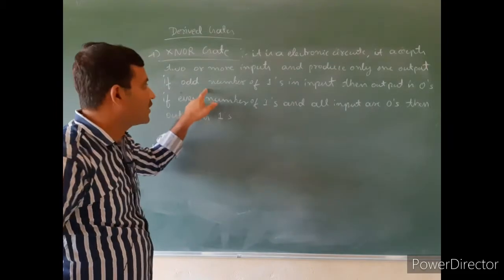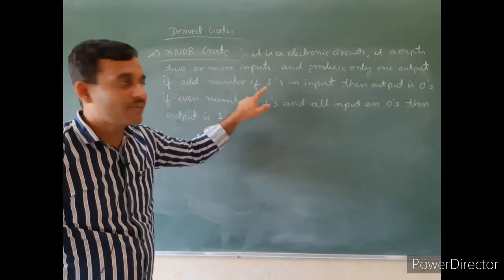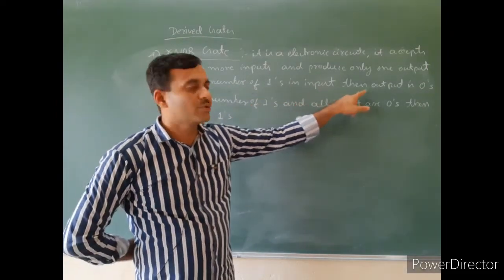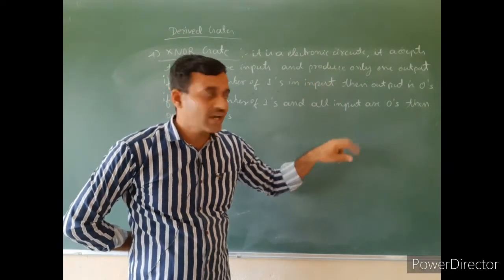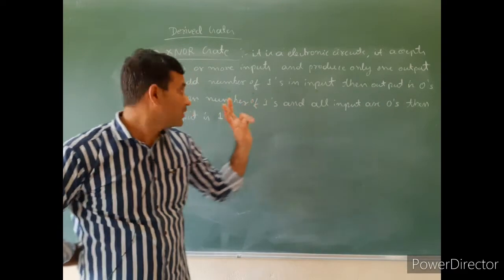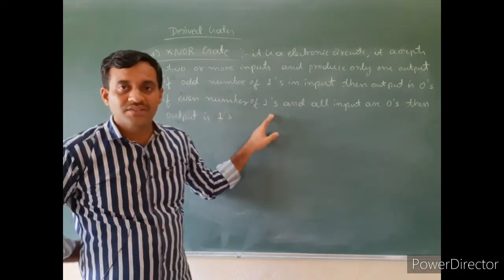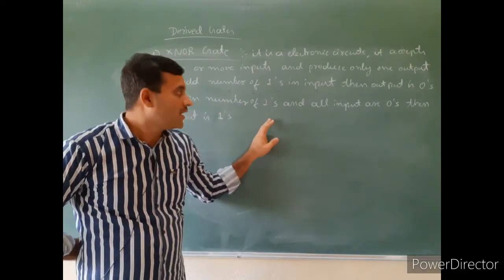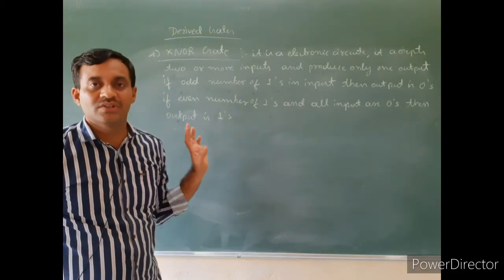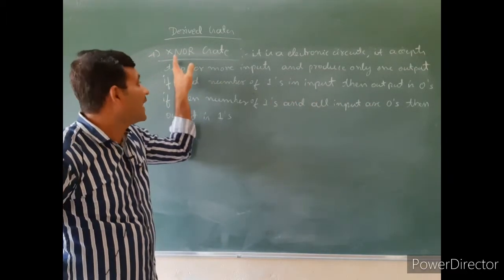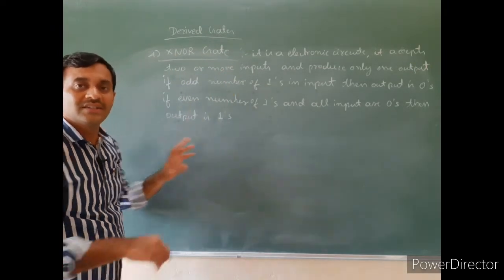Hence, if there is an odd number of ones in the input side, then the output is 0. If there is an even number of ones, or all inputs are 0, then the output is 1. So that is the working principle of the XNOR gate.